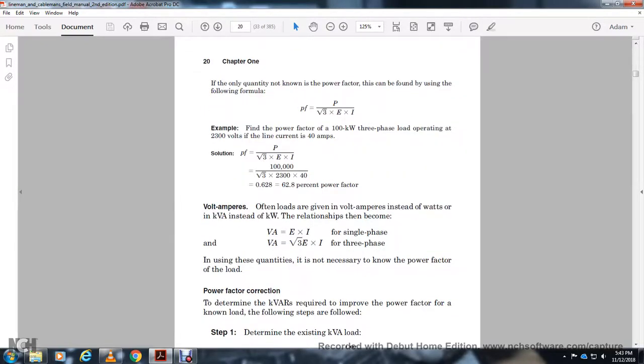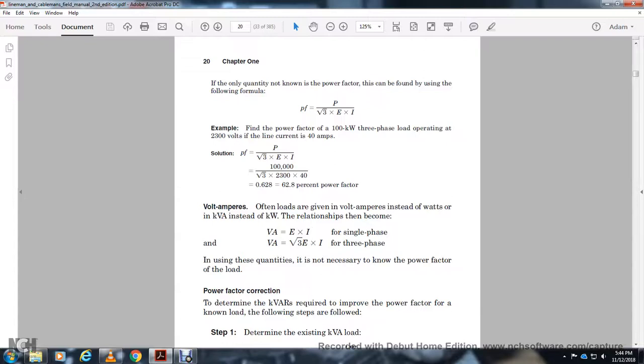The only quantity unknown is the power factor, which could be found by the following. The power factor is equal to the power over the square root of 3 times the volts times the amps. For example, a 100 kilowatt three-phase load operating at 2300 volts line current with 400 amps: you'd have 100,000 over the square root of 3 times the 2300 volts times the 400 amps, which gives you the 62.8 power factor.